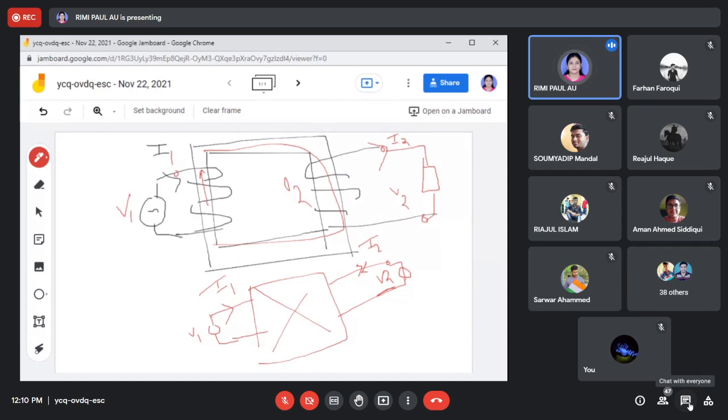why it is required. Why should we learn about two-port network? Now we'll start. So I think this is clear, what is one port and what is two port, right? If there is any confusion, you can ask me.